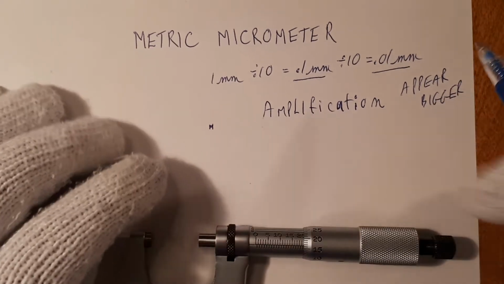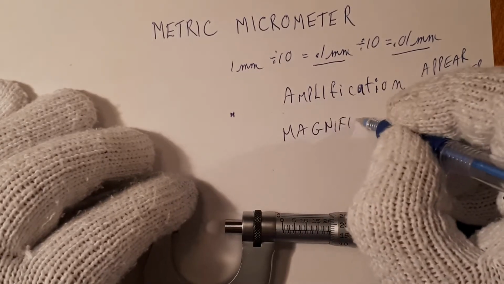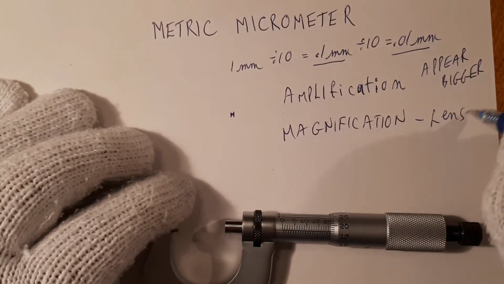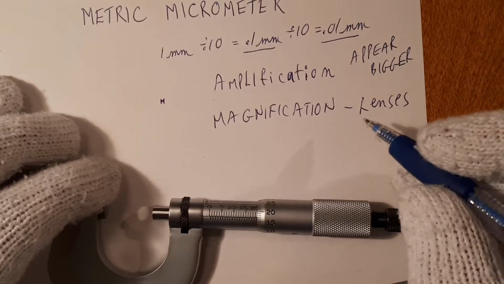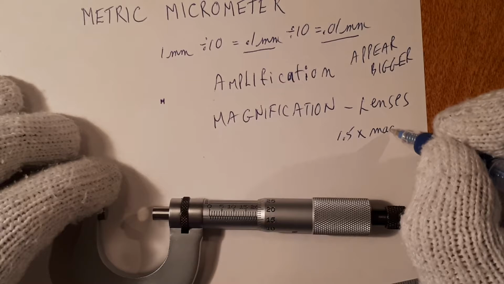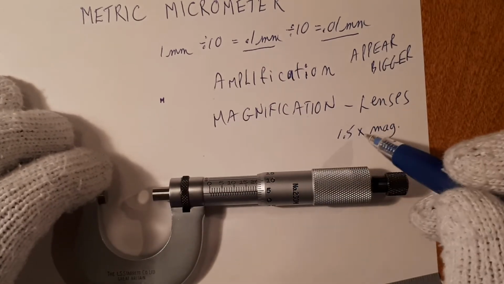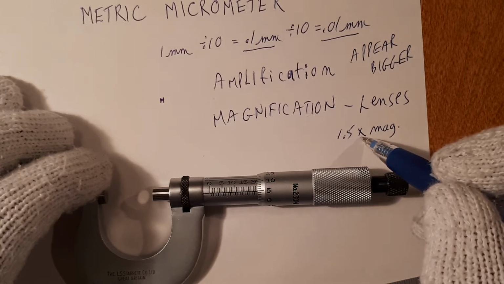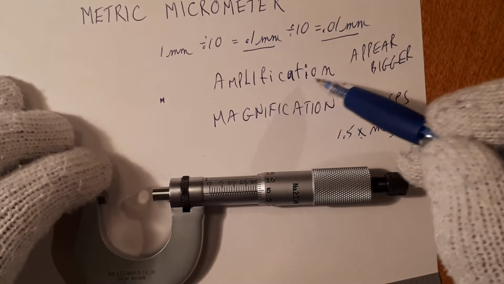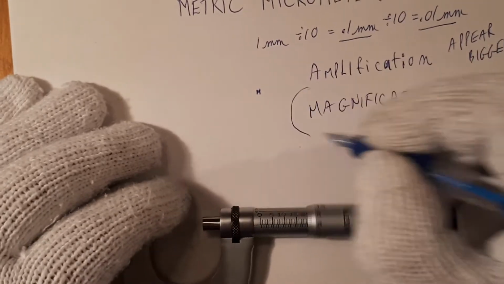Another way to make things appear bigger is magnification. And this is done through lenses. My camera has a lens right now, and I have it set at 1.5 times magnification, such that everything you see here is 1.5 times bigger than it is in real life. That's what I have that camera set to, 1.5 times magnification. And this micrometer right here has amplification done to it, and it's done through a thread screw.